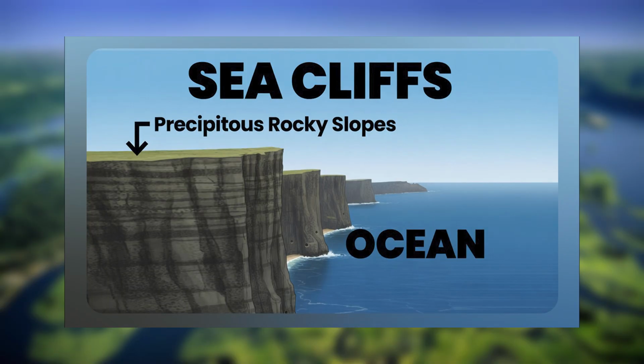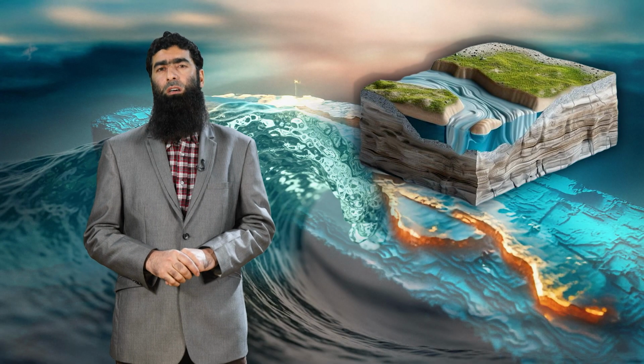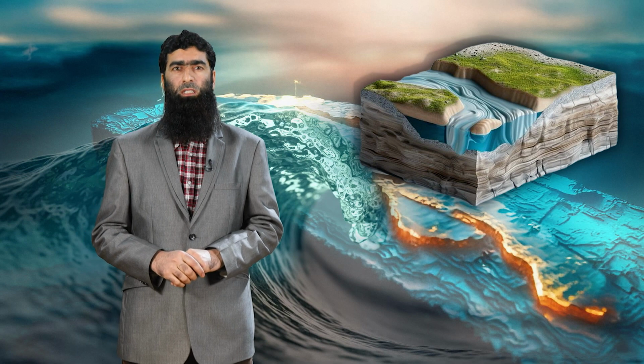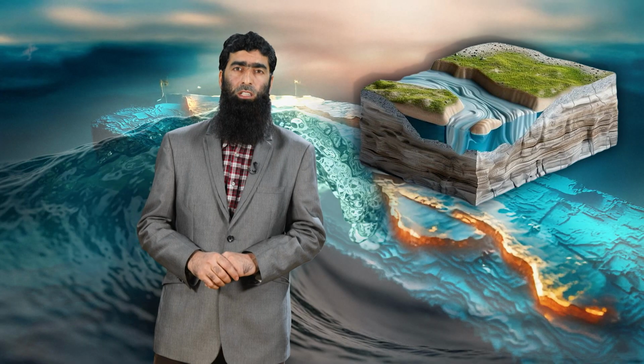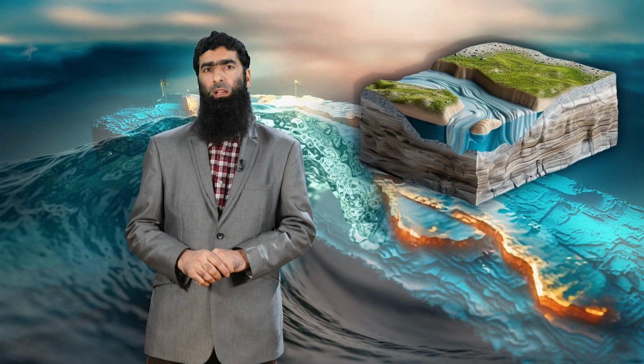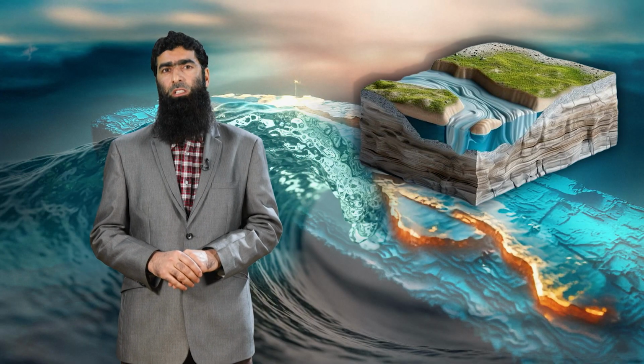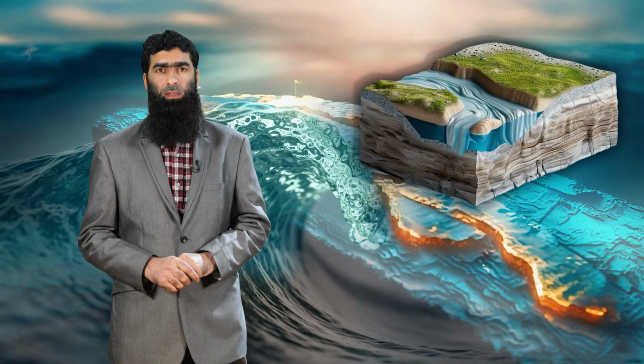Sea cliffs are precipitous rocky slopes rising almost vertically from the sea, occurring along 80% of the ocean edges. The steep gradient of the sea cliffs relies on the type of rock, structures present in the rocks, orientation of rock strata, and the nature of the wave action at the cliff base.